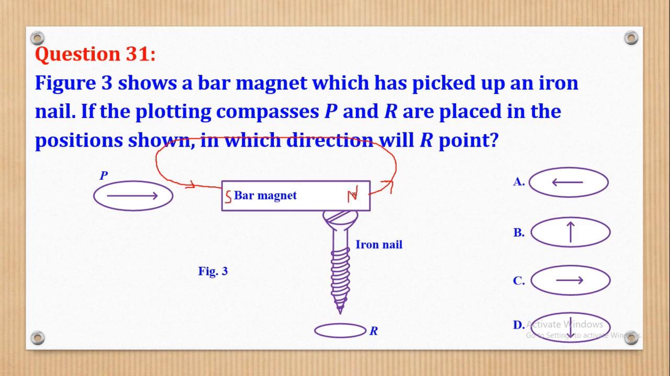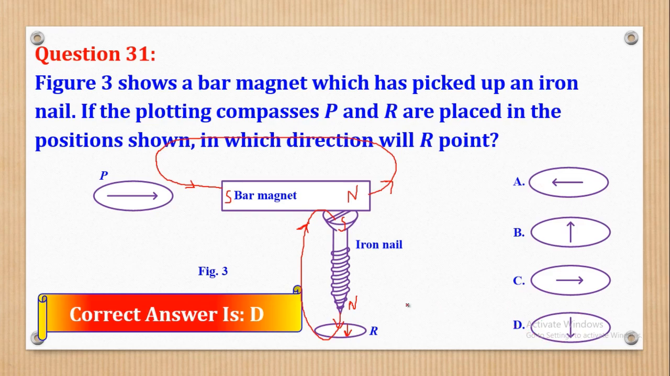So because this is the north and it is attracting this nail, it means that this part of the nail is south. And because this is south, this end of the nail will be north. Now because this is the north, the field will be in this form on this nail, whereby this is in this direction and this is in this direction. Therefore, if you look at this plotting compass, its direction would be in this direction, which is the direction of the field. Therefore, when you look at these options, you shall realize that part D is the correct answer. Therefore, we shall say that the correct answer is D.